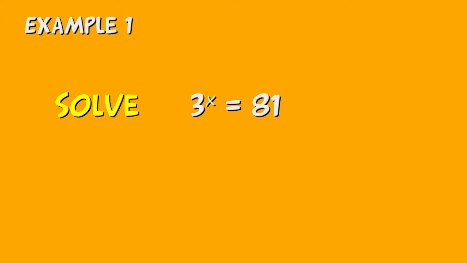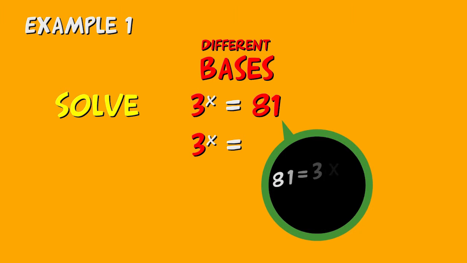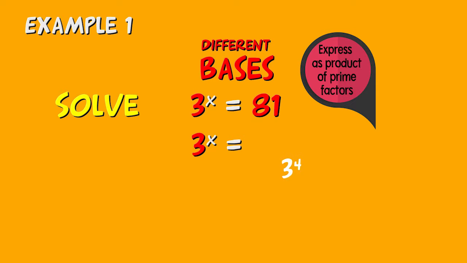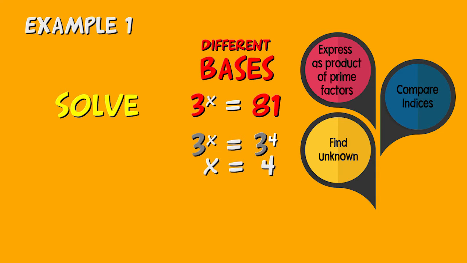Now, in this example, you see that the bases are different, but notice that the base 3 on the left-hand side is a prime number, while 81 on the right-hand side is not a prime number. Can 81 be expressed in index form with base 3? Well, let's express 81 as a product of prime factors to find out. Can you see that the bases are the same now? In this case, 3. Thus, we can compare the indices to get x equals 4.